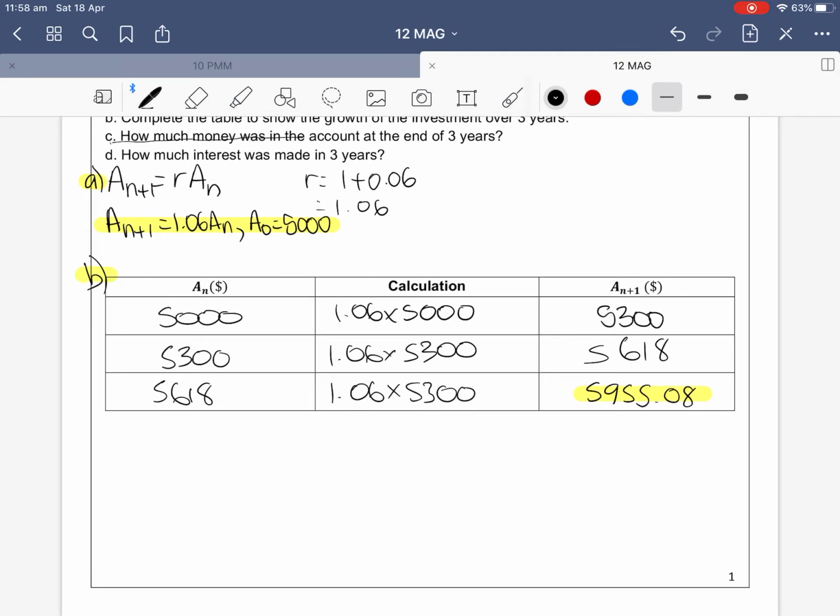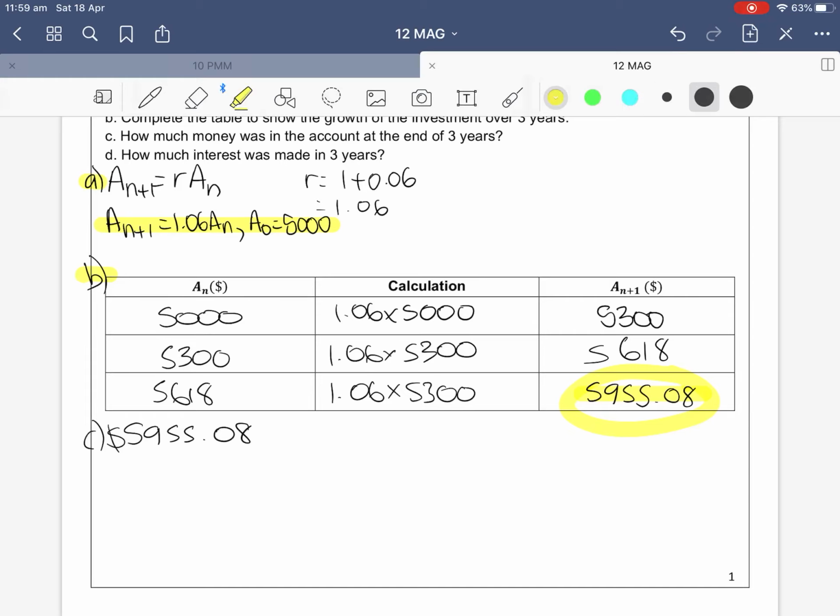Part C says how much money was in the account at the end of 3 years. Well, the amount of money in the account at the end of 3 years is this much here, $5,955.08. So let's write that down.